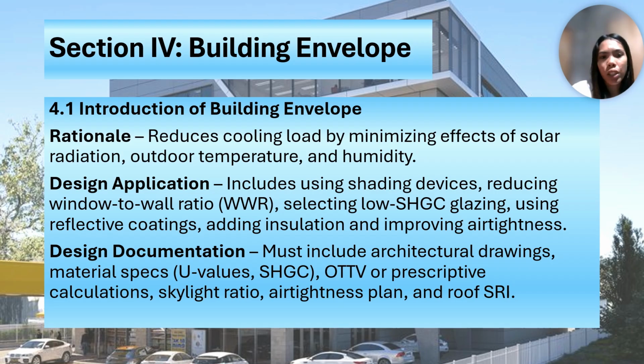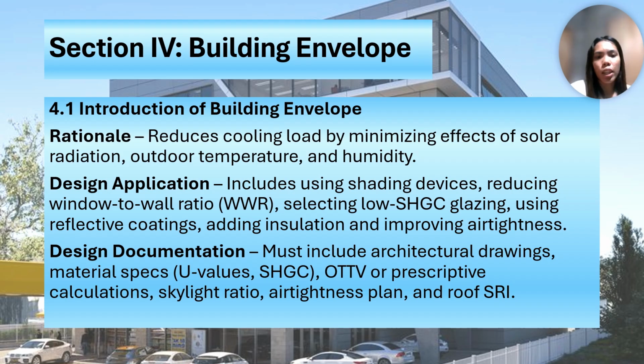Next is the rationale: it reduces cooling load by minimizing effects of solar radiation, outdoor temperature, and humidity. Good envelope design decreases heat gain and lowers energy use. The design application includes using shading devices, reducing window-to-wall ratio or WWR, selecting low SHGC glazing, using reflective coatings, adding insulation, and improving airtightness. These strategies reduce solar and heat gain, improving building thermal performance.